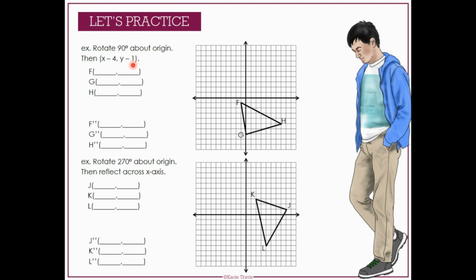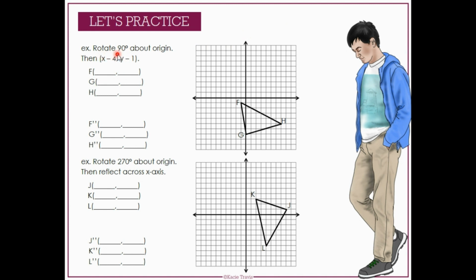So when we do this, we want to do this one at a time because the order in fact matters. So we're going to first do this, then we're going to do this one. Okay, let's go through. Let's talk about it. All right, first one we're doing is rotating 90 degrees about the origin.